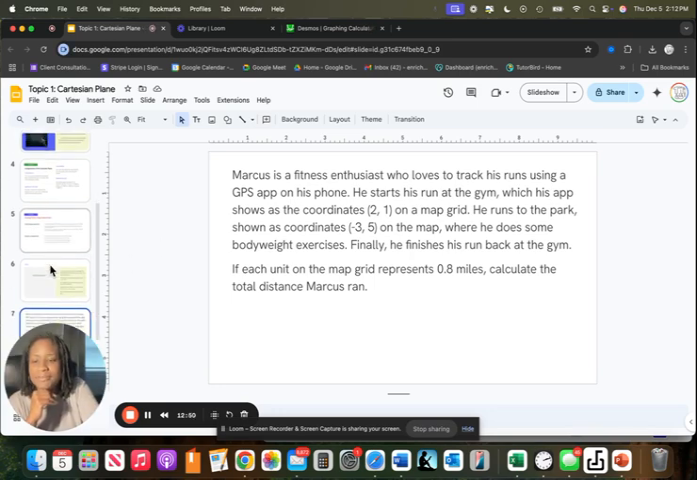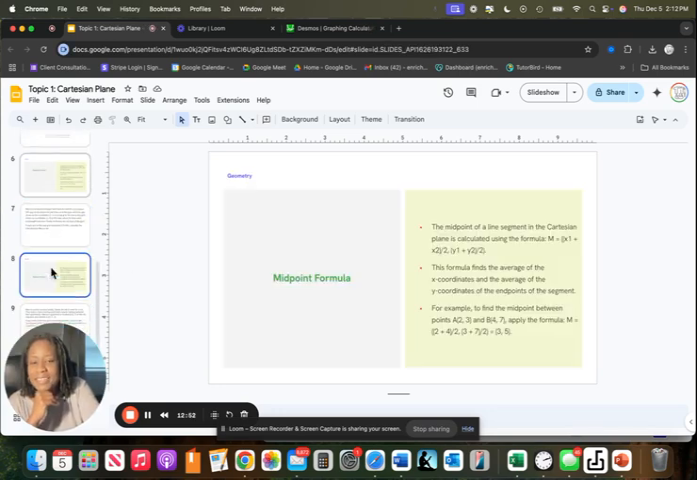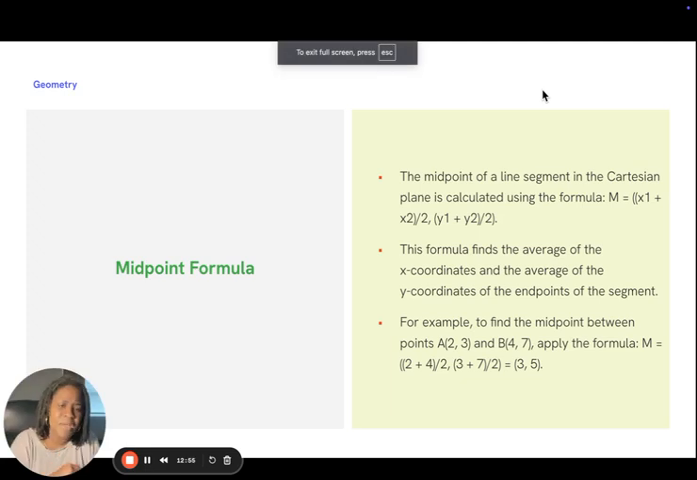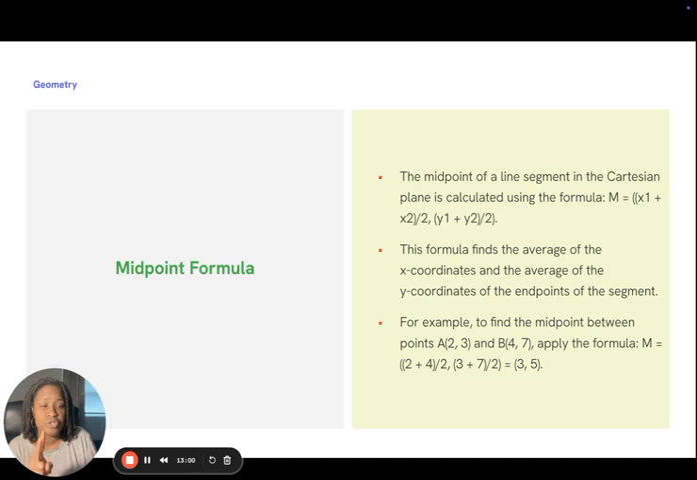So we found it. Next, last but not least, the midpoint. The midpoint is the middleman. I have two points. I have a y value or y1, y2, x1, x2. And then you're basically finding the average of the two. So you add them together. For example, right here, it says find the midpoint between point A, 2 and 3, and B, 4 and 7. Apply the midpoint formula. Midpoint formula is right here.